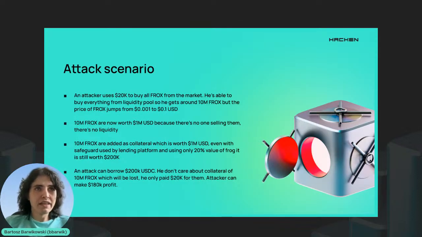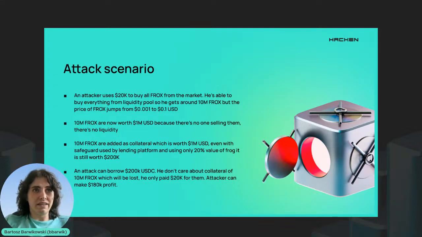Let's say an attacker uses 20K to buy. Okay, I used the frogs, but let's use the frogs in this example. It's the same as this Pepe. So let's say the attacker uses this 20K to buy all the frogs from the market, and he's able to buy like 10 million of them. And the price, because he bought everything what was available, jumps from 0.1 cent to 10 cents. So it increases by 100 times.